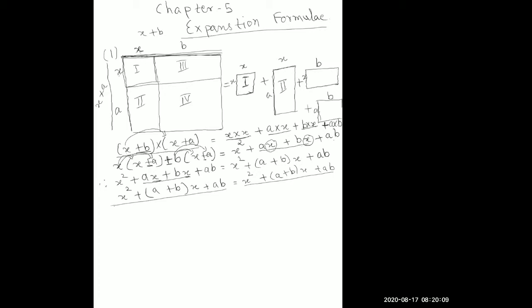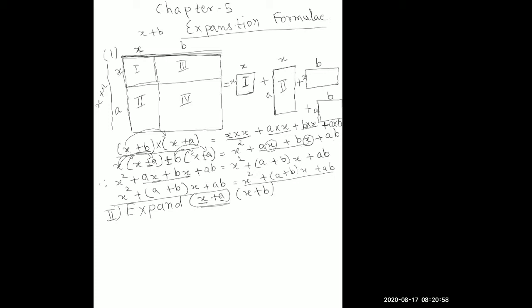This same formula will be derived by multiplication of binomials. So see, by expansion of, we will expand by binomial, that is x plus a and x plus b, binomial multiplication. Now why do we say it is a binomial? Because in a bracket there are two terms, this one is the first term and this one is the second term. So this whole is known as a binomial.